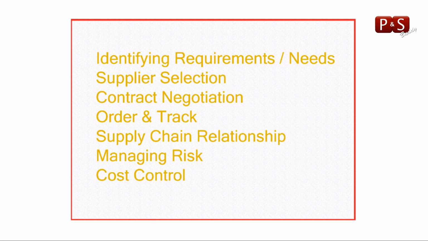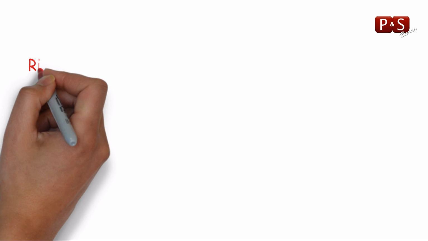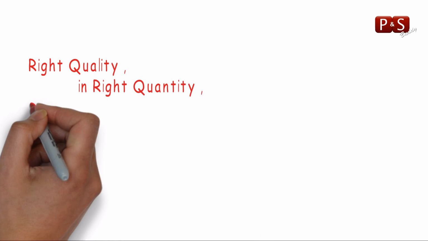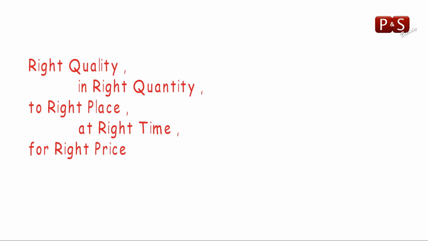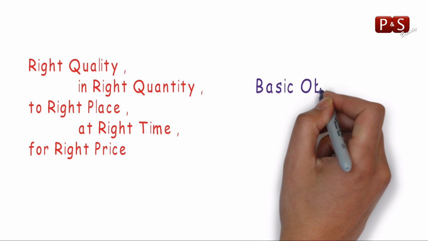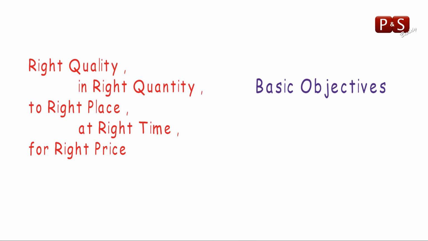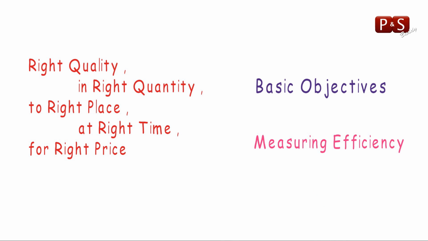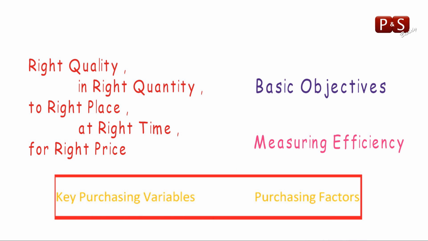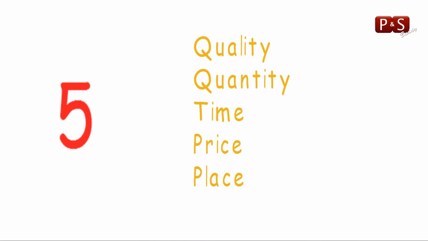The primary objective of the procurement function can be defined as obtaining the right quality inputs in the right quantity to the right place at the right time for the right price. This gives way to the concept of 5 rights of procurement. These 5 rights can be seen as the basic objective of the procurement function. They can be used as a criteria for measuring procurement efficiency. They are often termed key purchasing variables or purchasing factors. These are the 5 rights of procurement: quality, quantity, time, price, place.